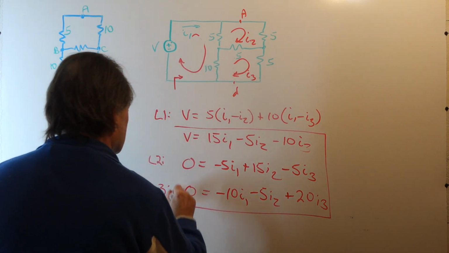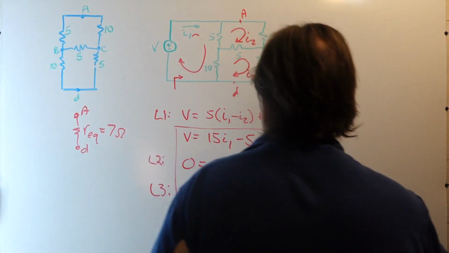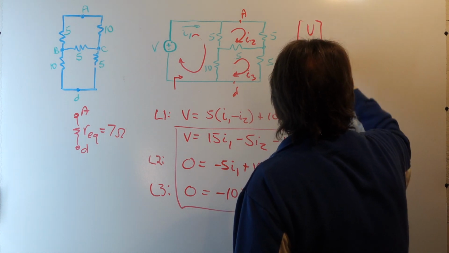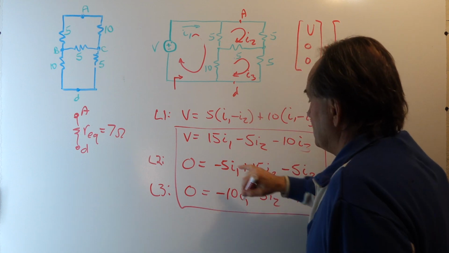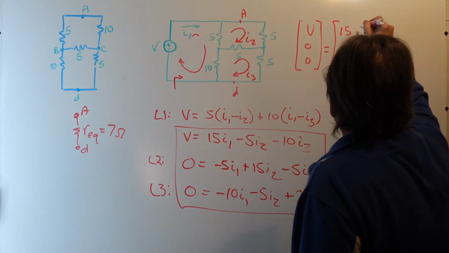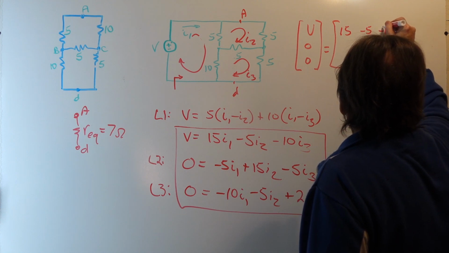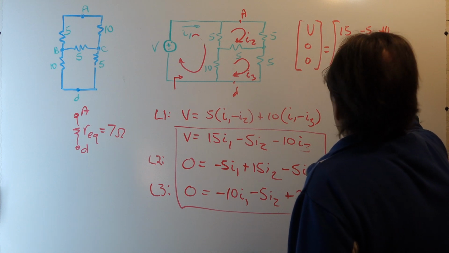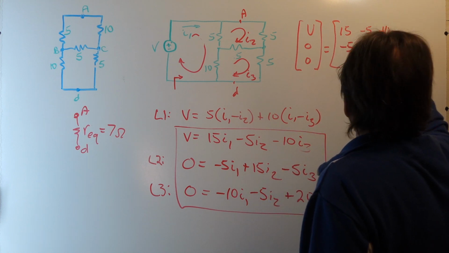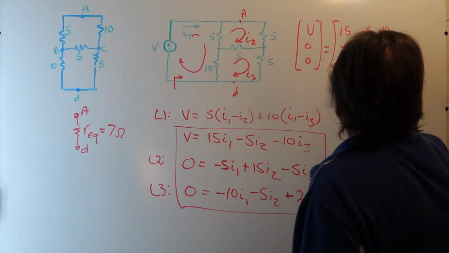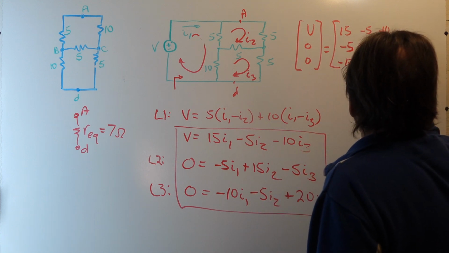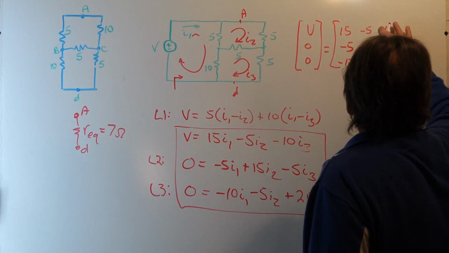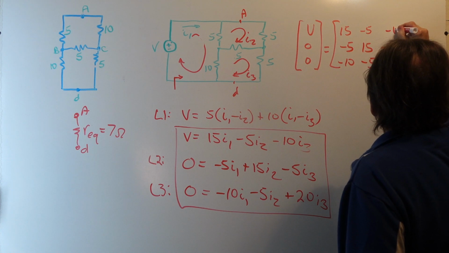So here are our loop equations. We could write this in matrix form. We can write this as V, 0, 0 is equal to, we take the coefficients, we have 15, minus 5, minus 10; minus 5, 15, minus 5; minus 10, minus 5, and 20.